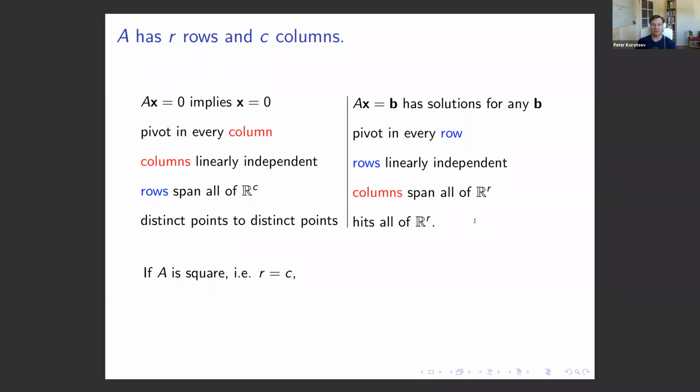Now, interesting things happen when A is a square matrix. In other words, when the number of rows is equal to the number of columns.